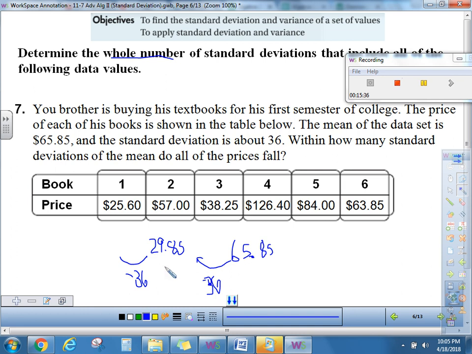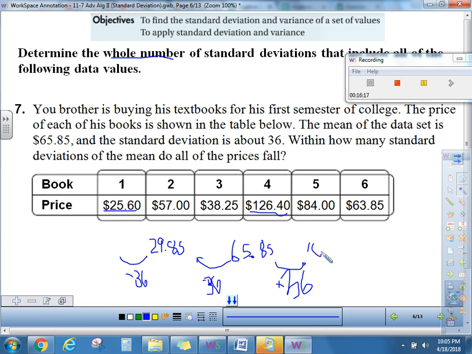Okay? And we've covered everything below 65.85. We've got to go upwards, and we have to go up until we've hit our highest, which is 126.40. Here's our lowest. We hit that. Now, we have to add to go upwards from that 65.85. That's a 36. So we're going to take 65.85 and add 36. That gets us to 101.85.